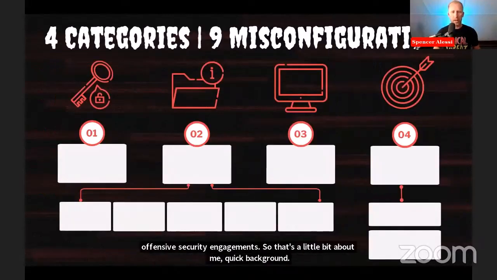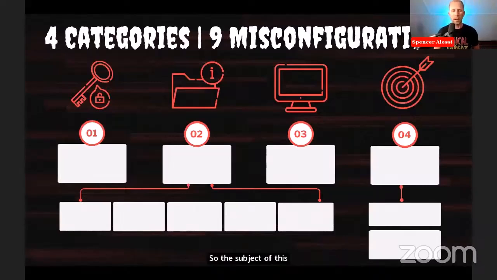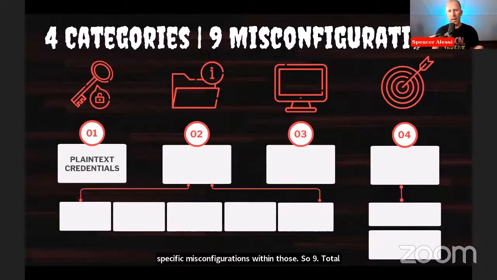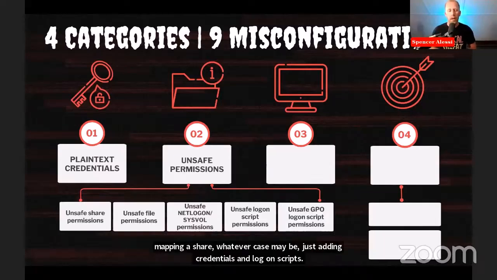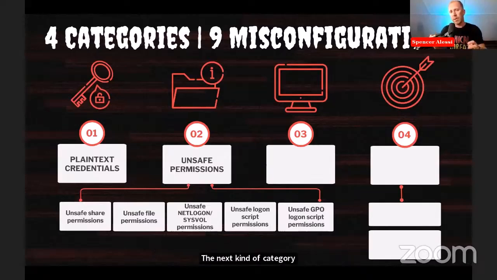So the subject of this talk, the culmination of the research that I did, is 4 categories of misconfigurations related to logon scripts and 9 specific misconfigurations within those. So 9 total misconfigurations that I identified. The first one is plain text credentials. This is quite obviously credentials in the logon scripts, right? That would be when you're mapping a share, adding a printer, or whatever the case may be, just adding credentials in logon scripts. The next category is what I call unsafe permissions. This could be a wide variety of things.